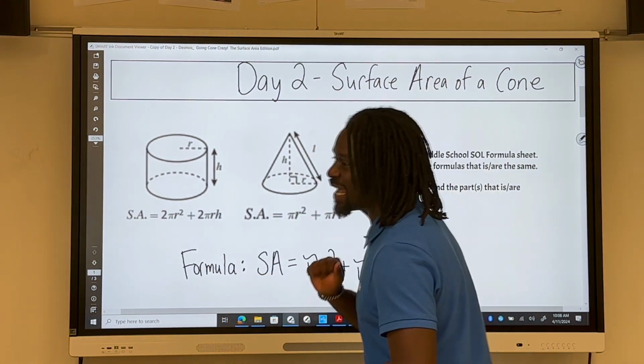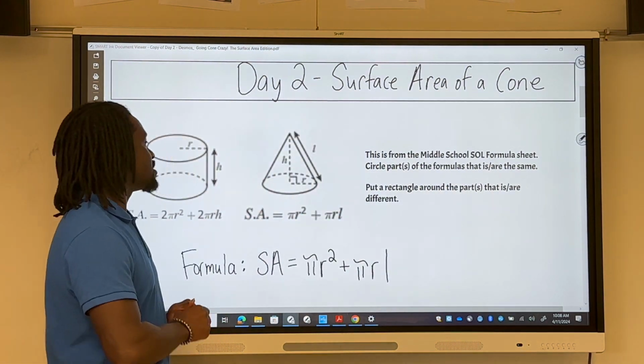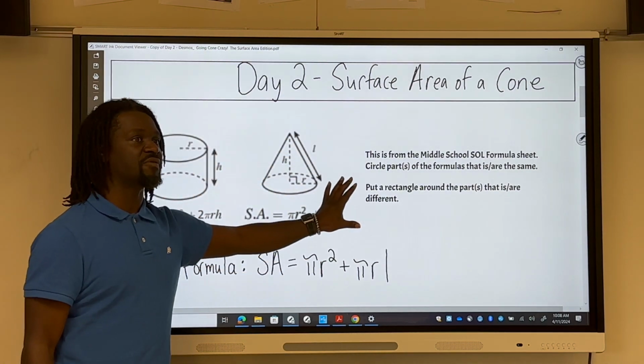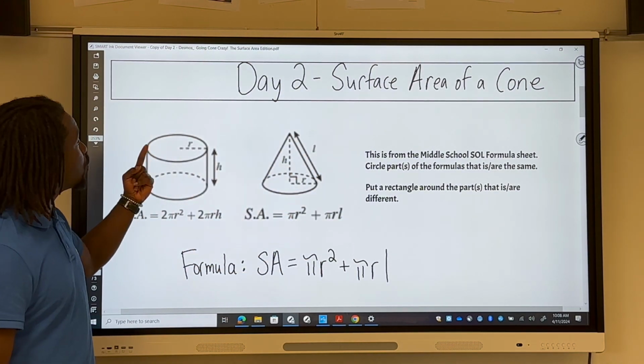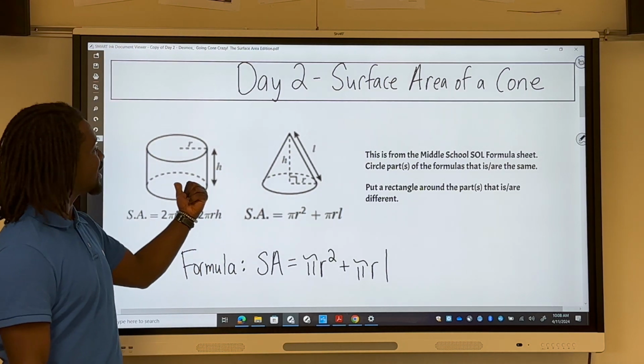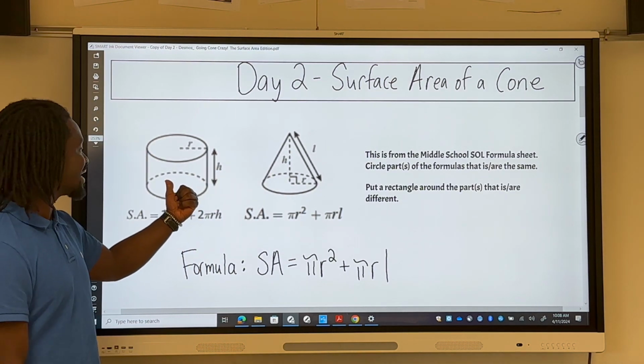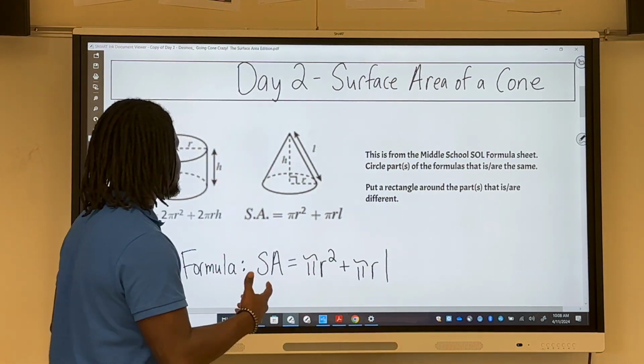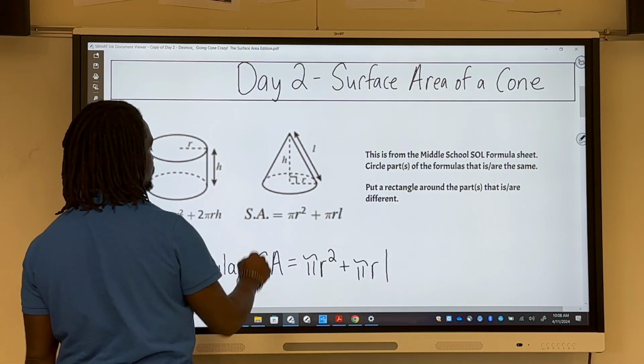So we have formulas for calculating surface area. Now, again, on your formula sheet, you're going to be given the surface area formula for both a cylinder and a cone. We're going to get back to cylinder in the next lesson, but today we're just looking at cones, all right? So the formula that we need to pay attention to is the one on the right.